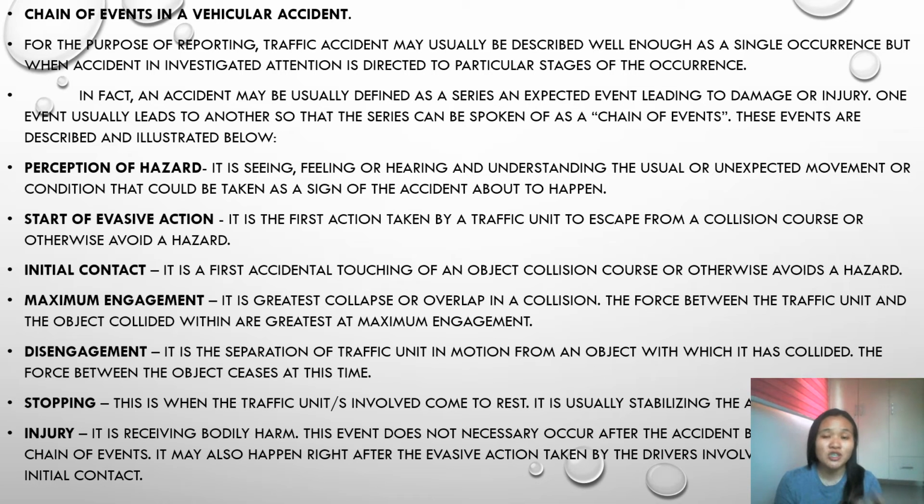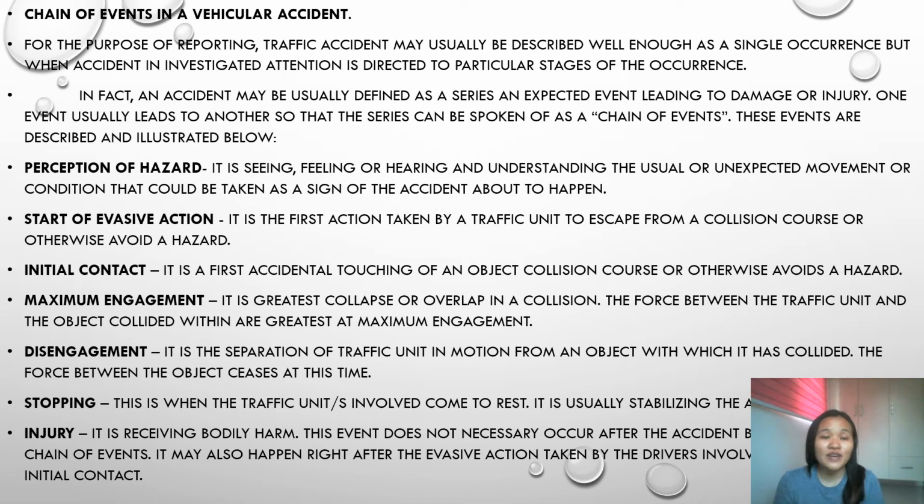So, ito yung mga chain of events natin. First, we have perception of hazard. It is seeing, feeling, or hearing and understanding the unusual or unexpected movement or condition that could be taken as a sign of the accident about to happen. So, yan yung nakikita mo na, nafe-feel mo na, at naririnig mo na merong mangyayaring aksidente.